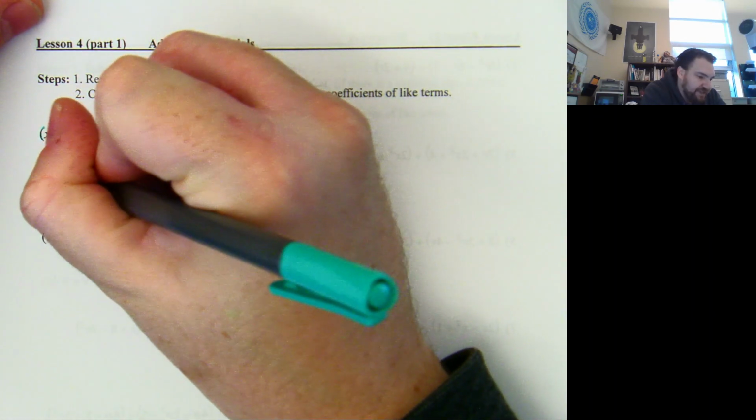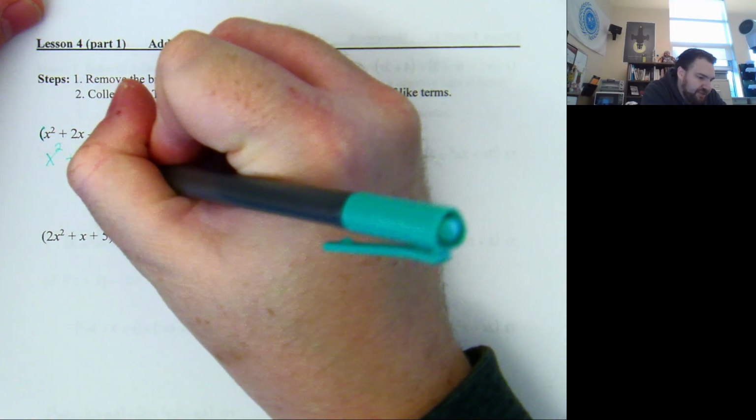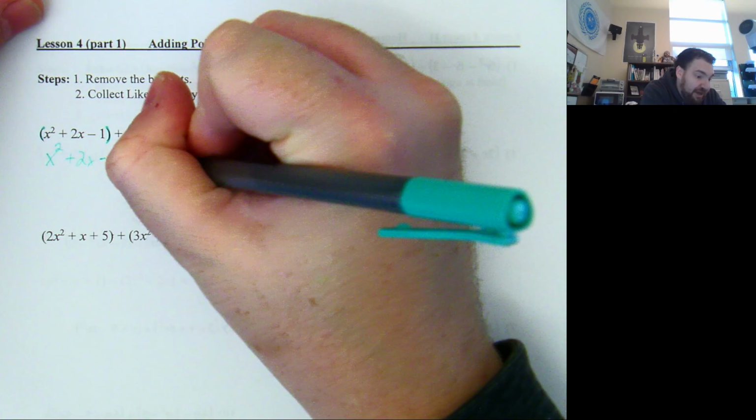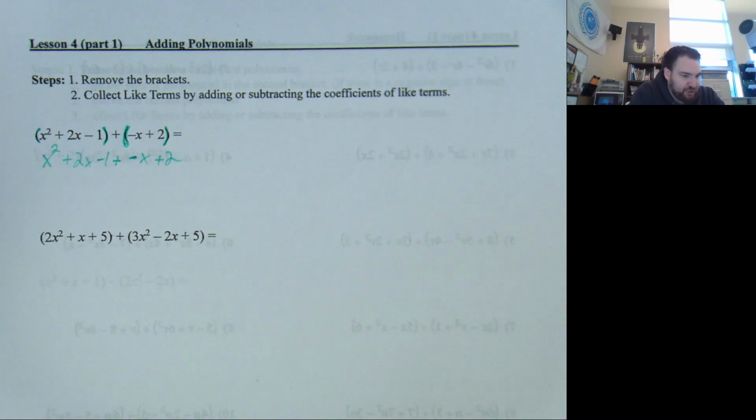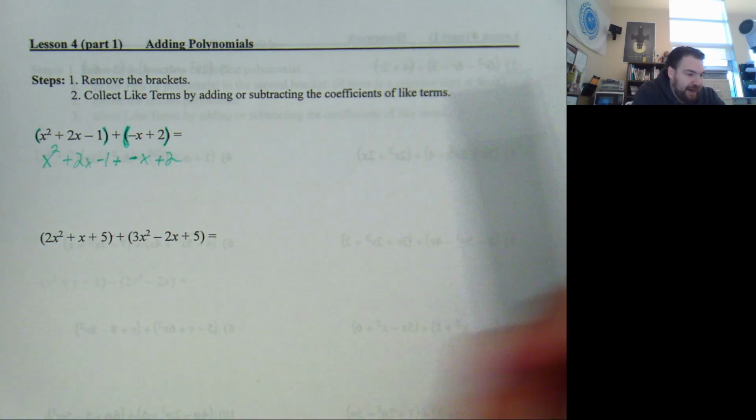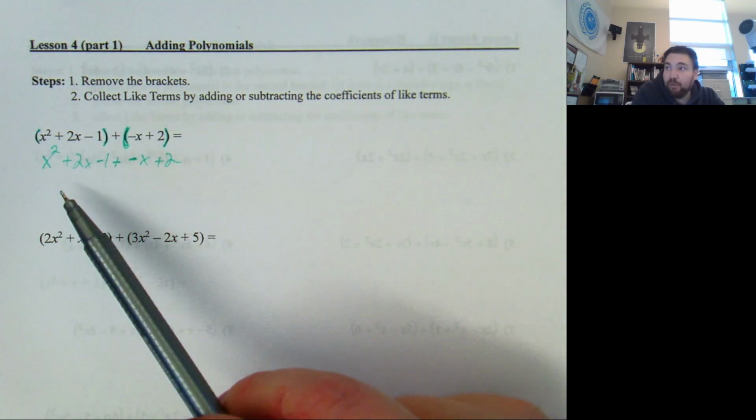So we're going to group these things. I've got x squared plus 2x minus 1 plus negative x plus 2. The first step is to just drop those things. Drop the brackets. And now I'm just going to gather our like terms. I'm going to start from the left and work my way right.